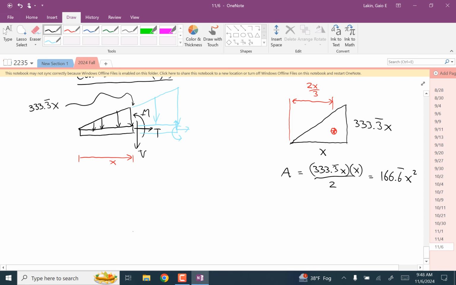And so now we can redraw the free body diagram. And we have a downward force of 166.6 repeating X squared. And then we have the internal loads, and that's it. Any questions about that? And we know that this distance is 2X over 3.